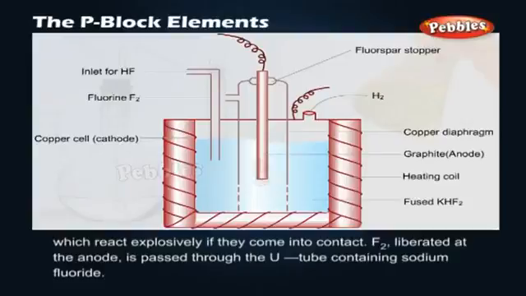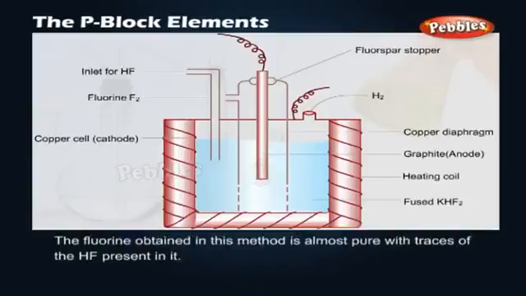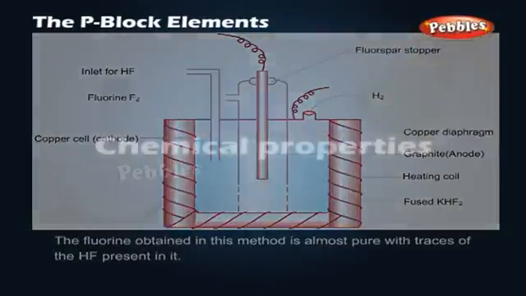F2, liberated at the anode, is passed through the U-tube containing sodium fluoride. Hydrogen fluoride vapors accompanying fluorine as impurity are removed by NaF. H2 is liberated at the cathode. The corrosion of the cell by the action of F2 is prevented by Teflon coating given to various parts of the cell. The fluorine obtained in this method is almost pure with traces of HF present in it.